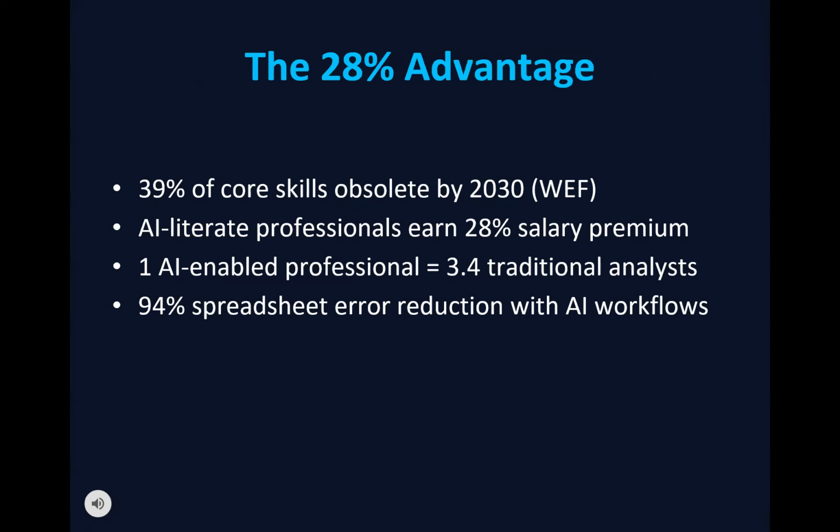Slideshow, slide 2, the 28% advantage. The 28% advantage bullet 39% of core skills obsolete by 2030. WEF, bullet AI literate professionals earn 28% salary premium. Bullet 1 AI enabled professional equals 3.4 traditional analysts. Bullet 94% spreadsheet error reduction with AI workflows. Google slide 2.mp3.